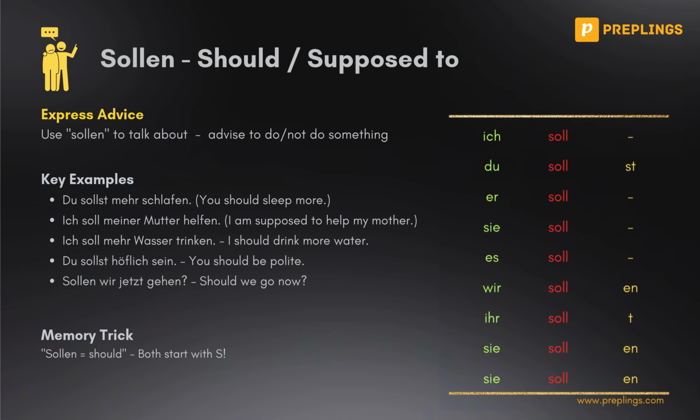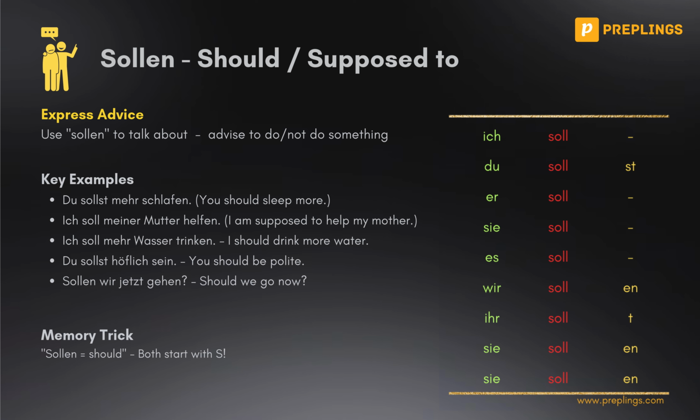The next modal verb is sollen, which means should or supposed to. We use it when we want to give or seek advice. On the right side, you can again see the conjugation table of the modal verb sollen. Let us see some examples.